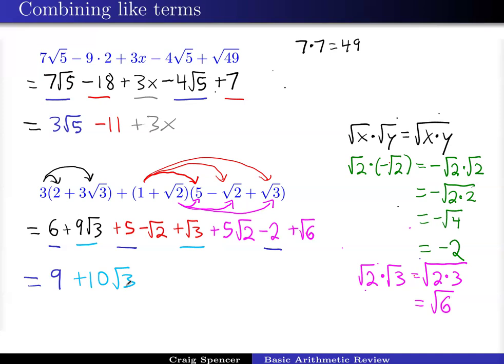What else do I have that I haven't dealt with yet? I have some stuff involving root 2s. So I got minus square root of 2 and plus 5 root 2. So I got negative root 2 plus 5 root 2. So I got minus 1 plus 5 of these root 2s. So I get a total of plus 4 times the square root of 2.